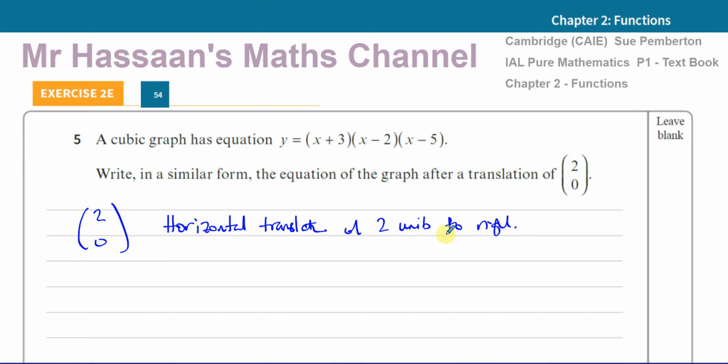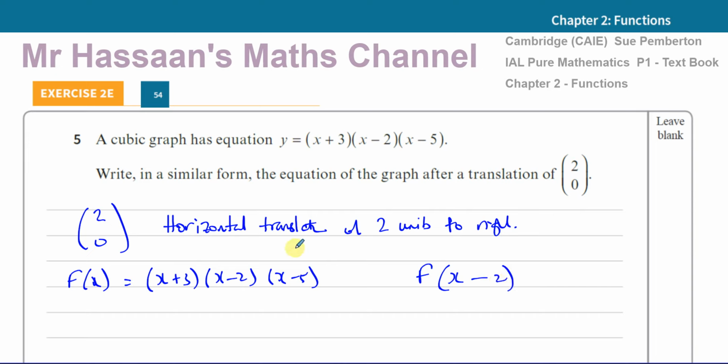Okay, and that's represented, for example, if you have f of x is equal to x plus 3, x minus 2, x minus 5. Now this would be represented by replacing the x with x minus 2. It seems a bit weird that there's a plus 2 here and a minus 2 there, but that's how this works. If you replace the x with x minus 2, you're going to end up translating this 2 units to the right.